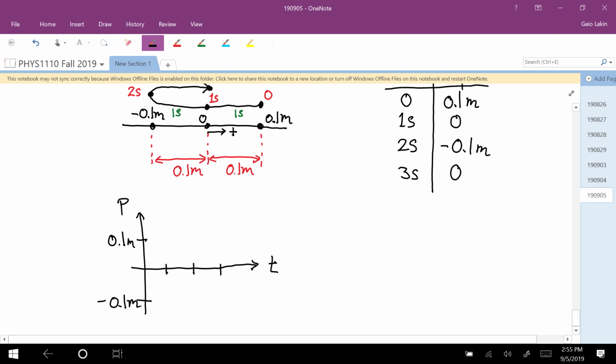The first instant is at 0 time, position positive 0.1. The second one is at 1 second, position 0. The third one is at 2 seconds, position negative 0.1 meter. And then the fourth one is at 3 seconds, position 0. And if you connect those, this is all the information you're given, although in real life it wouldn't be abrupt like that, it would be curved like a sine or cosine curve.